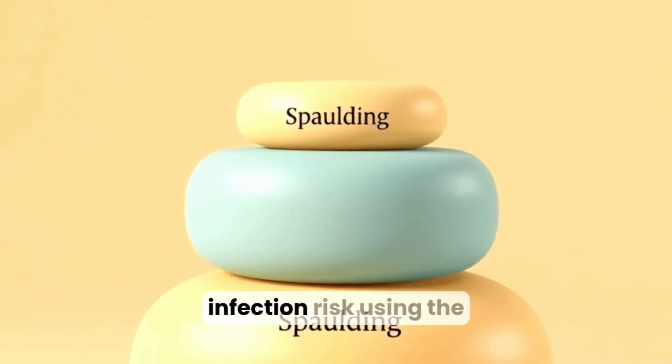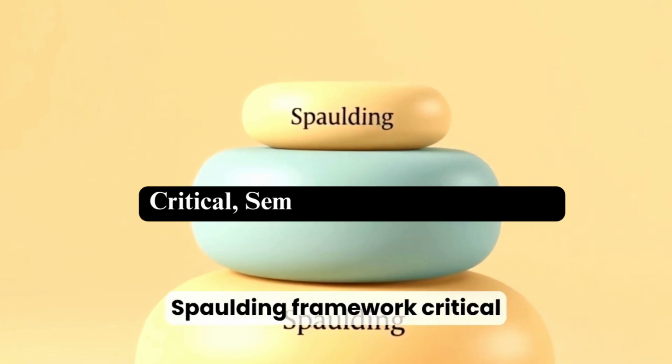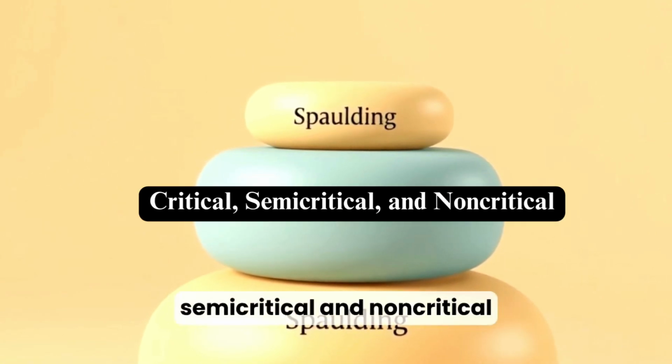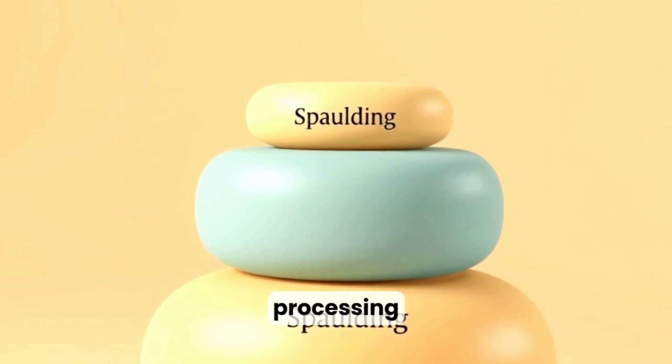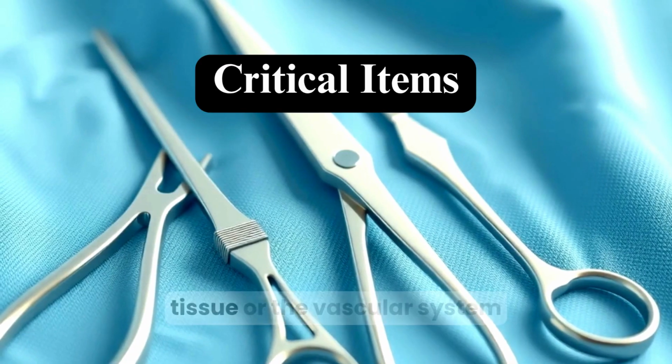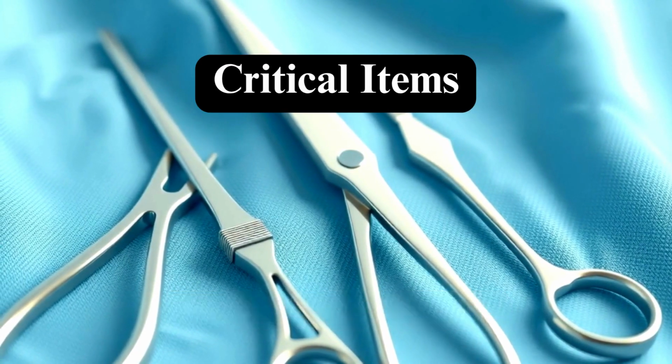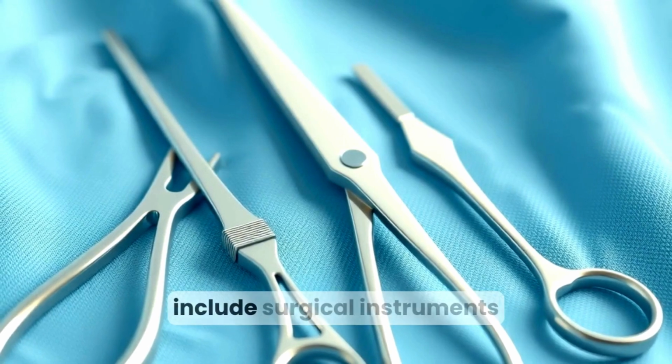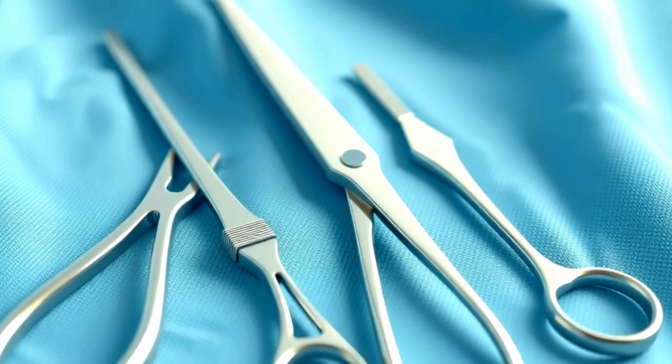Items are classified by infection risk using the Spaulding framework. Critical, semi-critical, and non-critical categories determine required processing. Critical items enter sterile tissue or the vascular system and must be sterile. Examples include surgical instruments and implants.